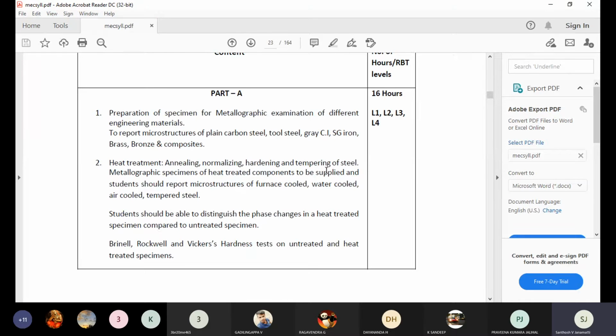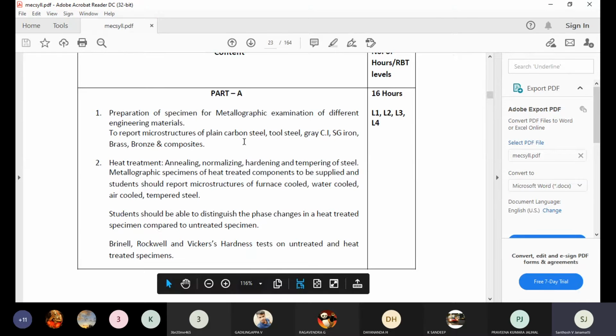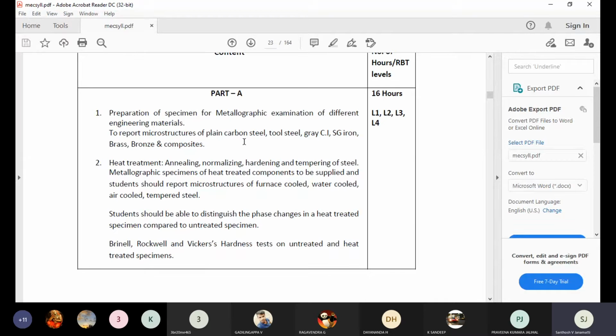So here we have part A. Part A we can call minor experiments because of the arrangements. Looking into the arrangements and the parameters, we categorize which are smaller experiments and which are bigger experiments, based on the mass. So minor experiments means simple experiments. Simple experiments we can conduct individually.